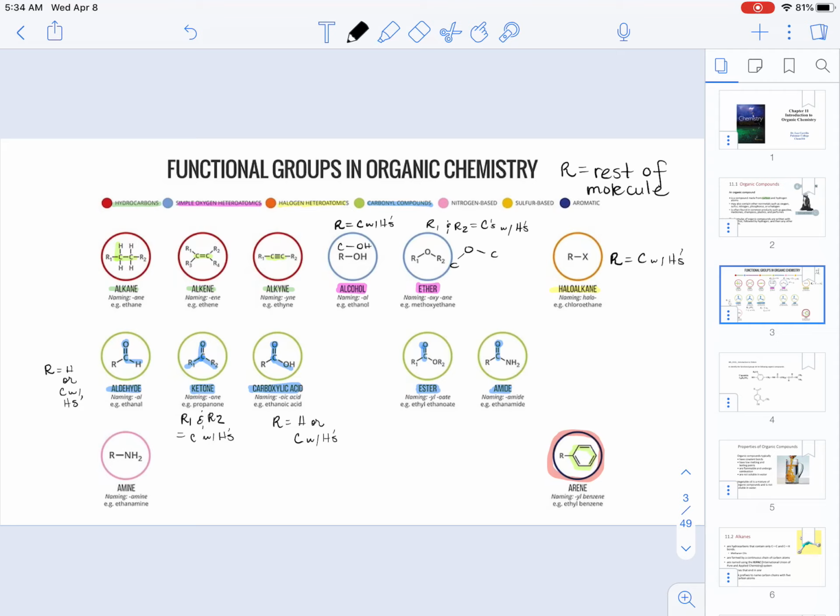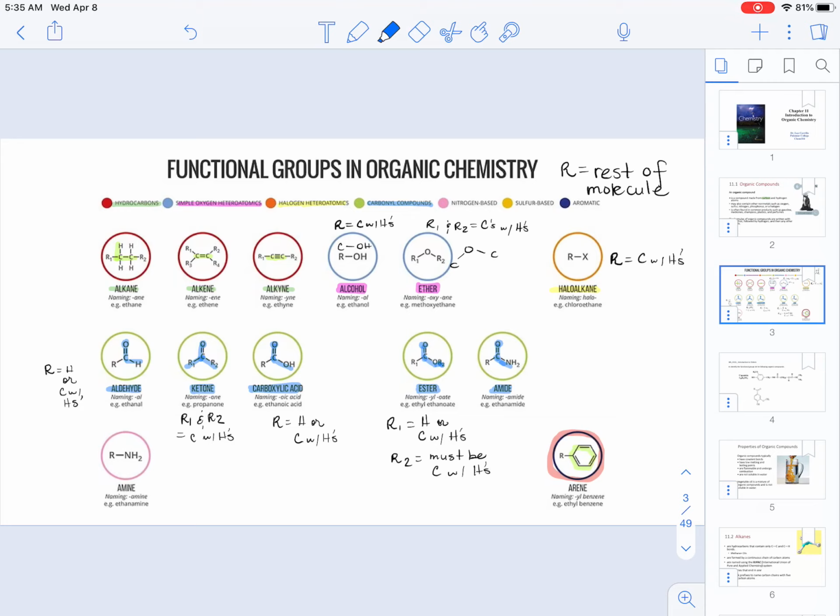In order to have an ester, we need a single bond to oxygen, and that oxygen must be bonded to an R group, and that R group must be carbon. So R1 can be hydrogen or carbon with hydrogens. That R2 must be carbon with hydrogens. When it comes to an amide, that carbonyl group must be bonded to a nitrogen.